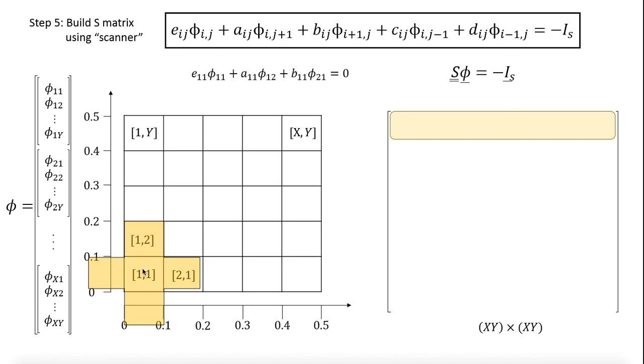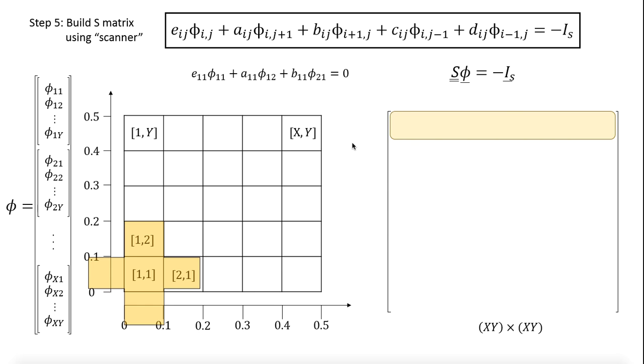Then we're going to take a look at the sides. We have A, B, C, D, and E. A is going to be used. We have something in here. We can multiply A by phi 1,2. We can multiply B by phi 2,1. Now, we don't have anything in the bottom or on the left, so we're not going to include them at all. So this is the equation for just this one cell, and it's going to all be included in this one row of the S matrix.